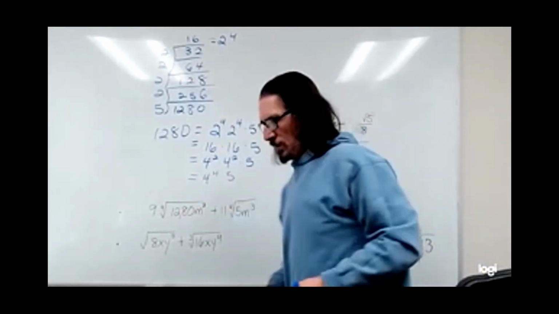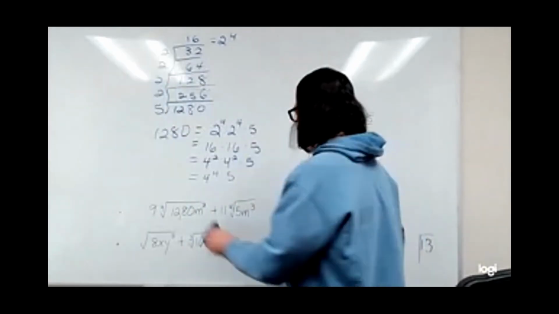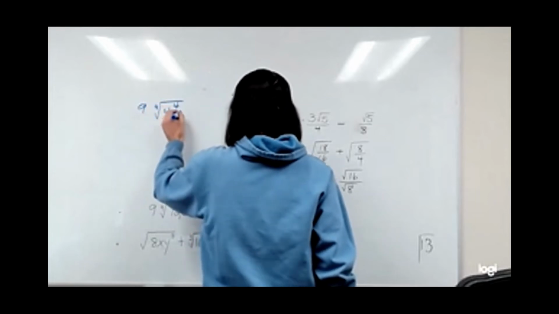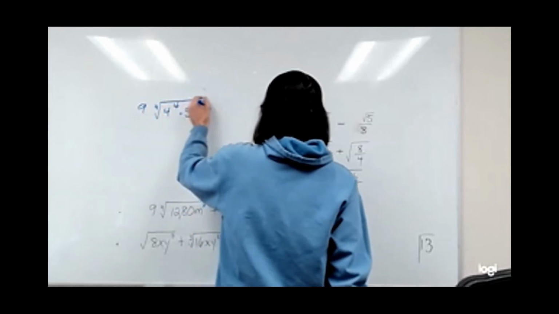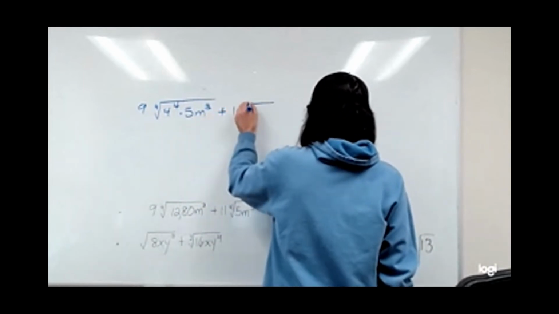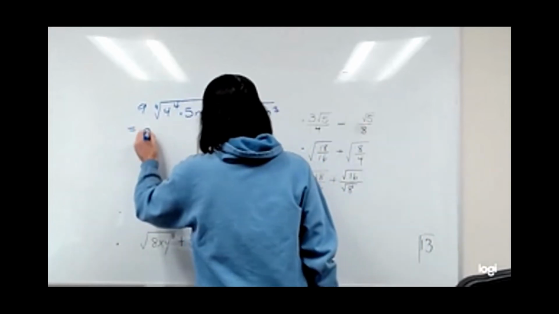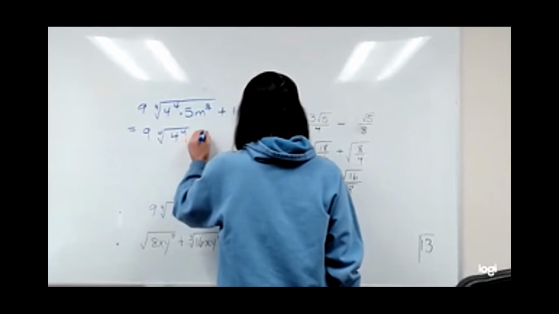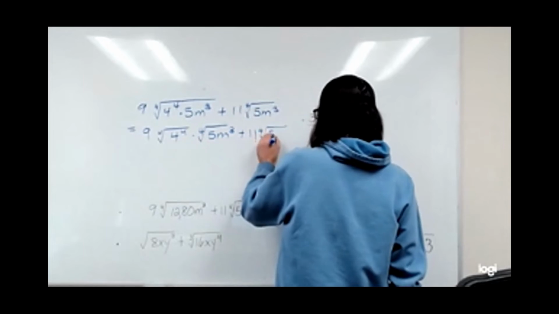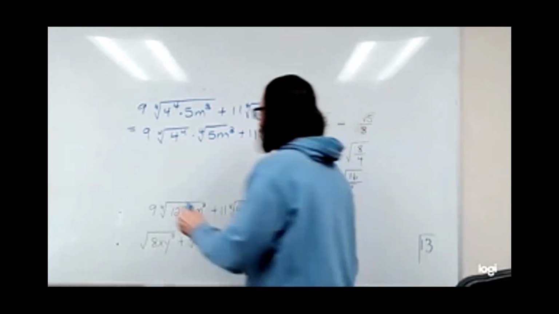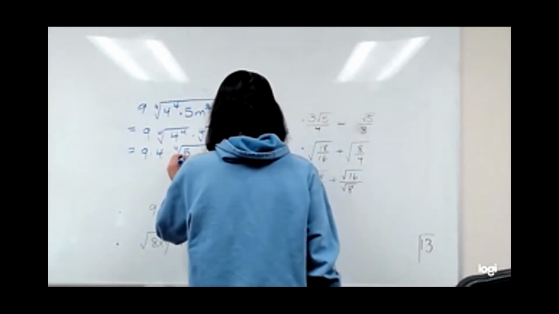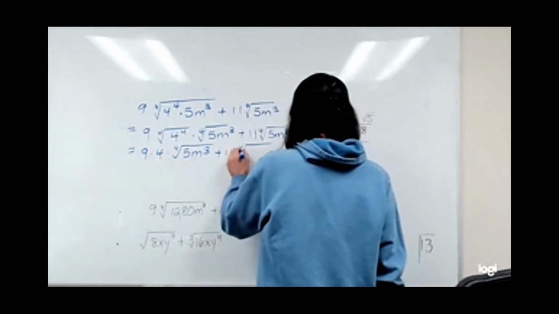All right, so are we going to make use of that? 4 to the 4th times 5. Because the power of m is below the index, I'm not going to be able to do anything there. Apply the product rule on the first one. And since 4 is already positive, we don't have to worry about absolute values. So the 4th root and the 4th power are canceling out. That's 9 times 4 times the 4th root of 5m cubed plus 11 times the 4th root of 5m cubed.